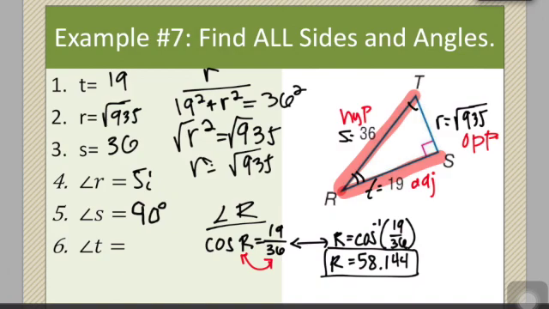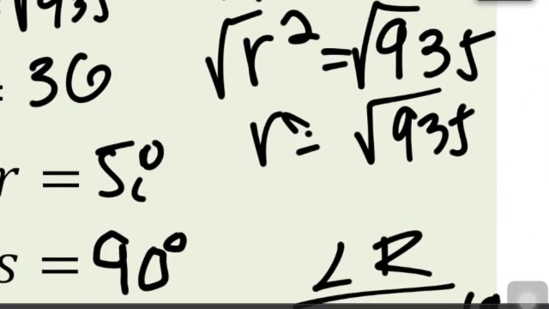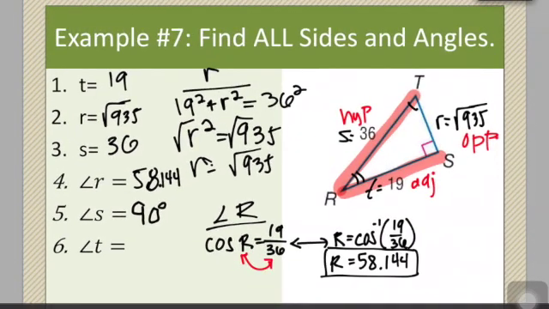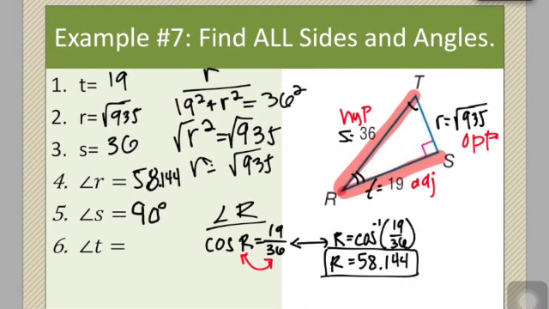It is looking really messy. 58.144. Okay. Now I need to find the last angle here, which is going to be angle T. We have some space for angle T down here.